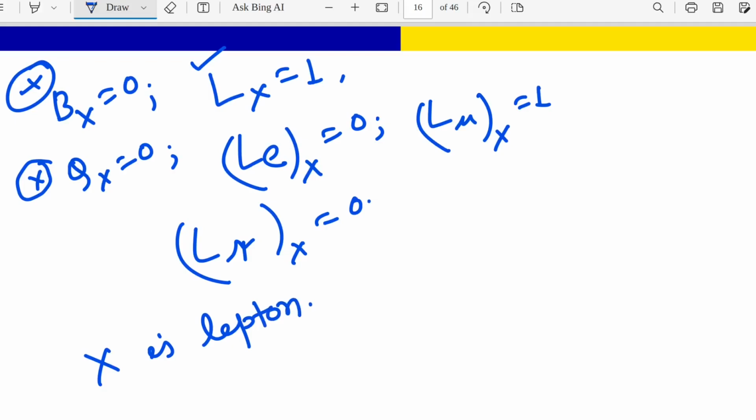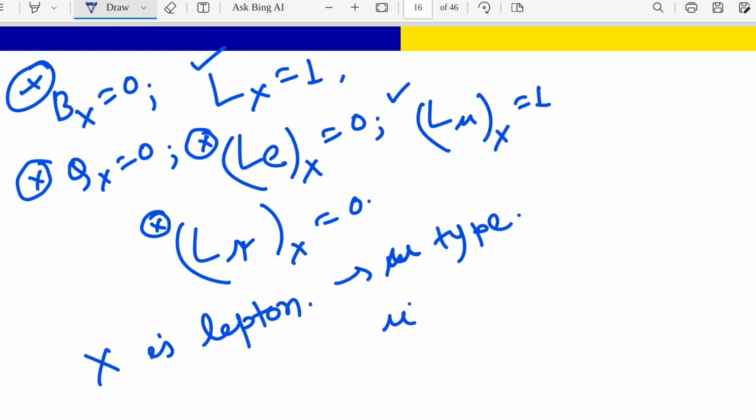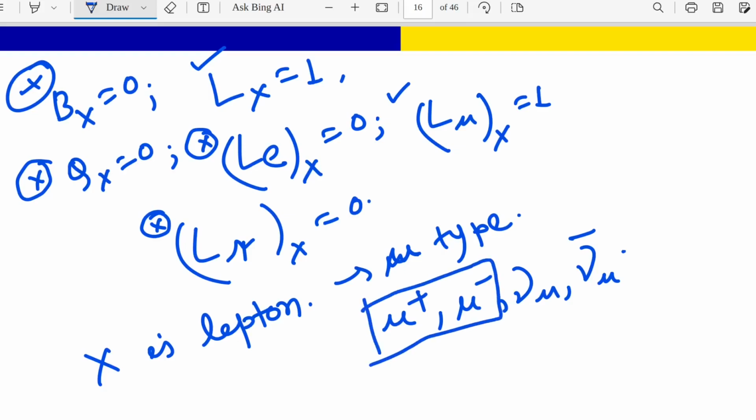Now coming to which type of lepton it is. Is it electron, is it muon, or is it tau type lepton? To answer this question, you can see here it is not an electron type lepton. It is a mu type lepton. It is not a tau type lepton. So how many mu type leptons are there? We know that the leptons in the mu category are mu plus, mu minus, mu neutrino, mu bar. These four are there. Now coming to this one, Q of x is 0. That means it should not have any charge. So these two will not be the correct ones.